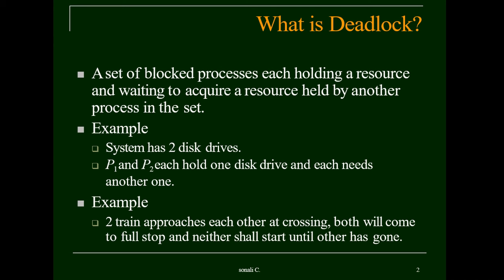Here are some of the examples of deadlock. First example is if the system has two disk drives, then P1 and P2 are the processes which each hold one disk drive and each needs another one. Another example is if two trains approach each other at a crossing, both will come to a full stop and neither shall start until the other has gone.